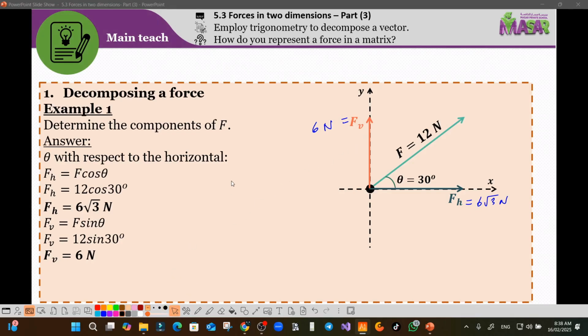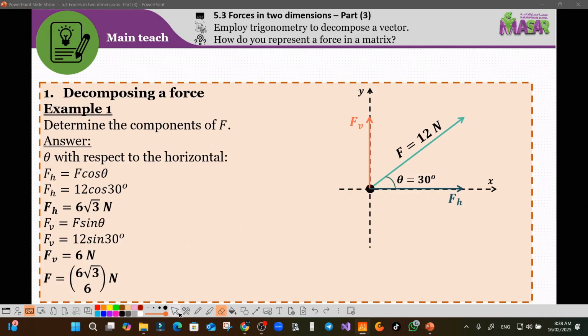Now, finally, we need to show our outcome by using the matrix representation such that the first entry should be for the FH, the second entry should be for the FV. Don't forget to include the signs for each component. Since FH is rightward and FV is upward, both are positive, which is why in the matrix notation we have them with positive signs. Next example.